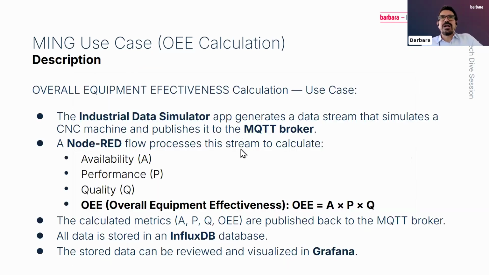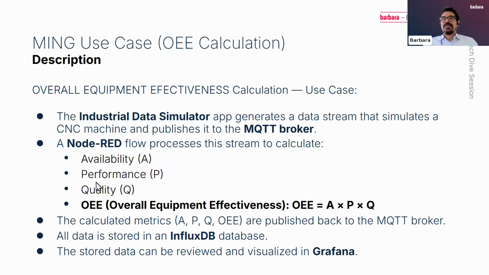How do we calculate the OEE parameter? The OEE parameter is only the result of multiplying the availability of the machine, that means how much time the machine is available. If the machine stops, it is not available. If it is running, it is available. So we just calculate how much time it has been available versus the overall time. That is the availability.